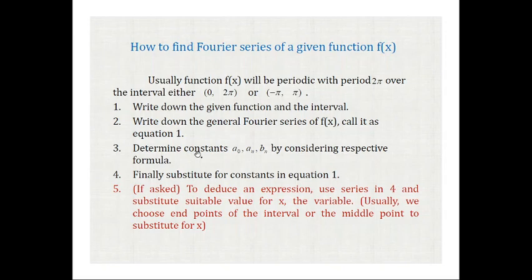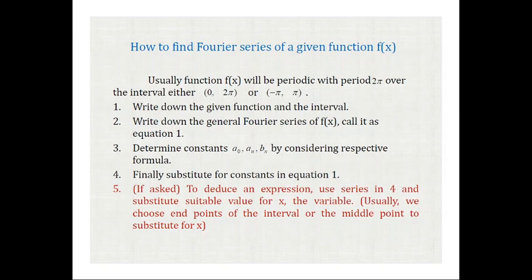For number 1, a naught equal to, write down the corresponding formula, then substitute for f of x and simplify the data, then determine what a naught is. Then a n, write down the formula, substitute for f of x, simplify, integrate, and then find the value of a n. Third, again write down the formula for b n, simplify, integrate, substitute the limits, then determine what b n is. Then finally substitute these values a naught, a n and b n in equation 1. Equation 1 is the general Fourier series of f of x.